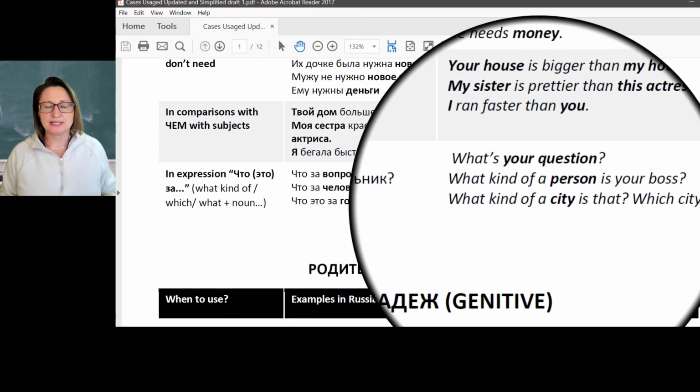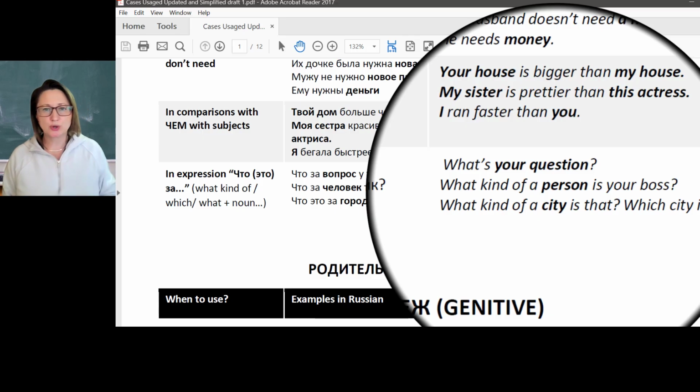So let's take a look again at English first. We have, what's your question? What kind of a person is your boss? What kind of a city is that? Or which city is that? All of these can be translated with какой. Какой у вас вопрос? Or какой у тебя вопрос? Какой человек твой начальник? Какой это город?